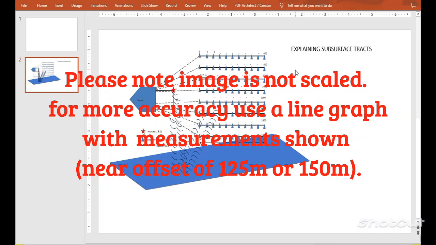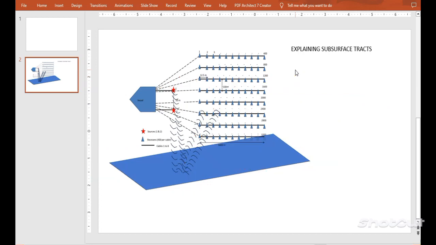Okay, so this is explaining subsurface tracts, or subsurface reflection points, and over the years it appears to be confusing to a lot of people. At one point it was very confusing to me, so I'm doing a video on it that hopefully helps somebody. I had already done this illustration. I was doing a video earlier that didn't work out, so I'm doing it again.